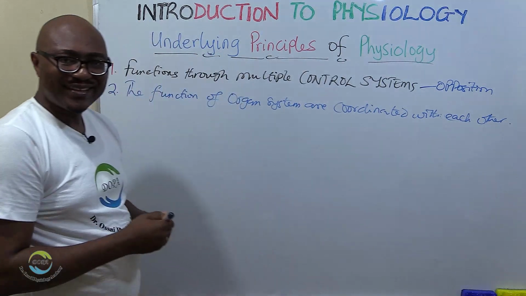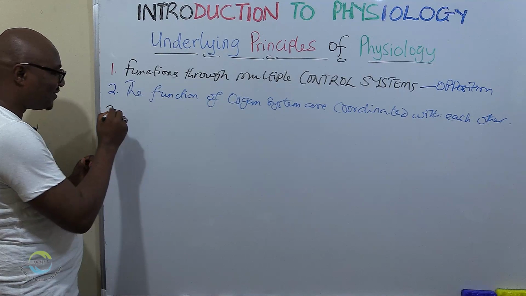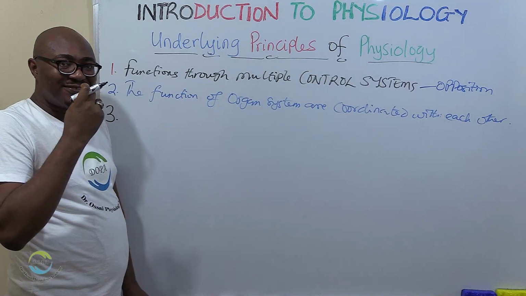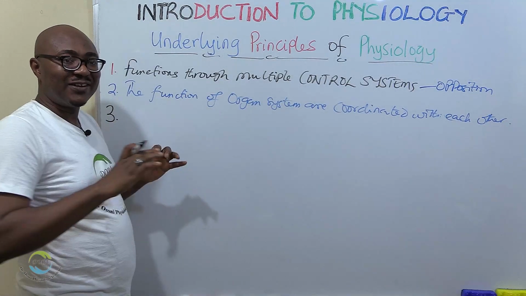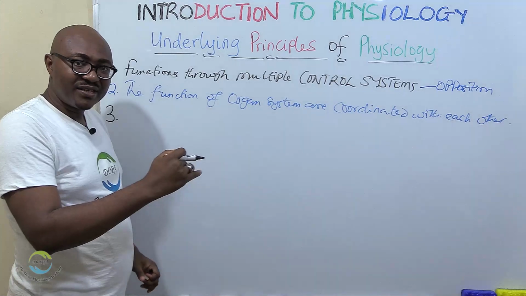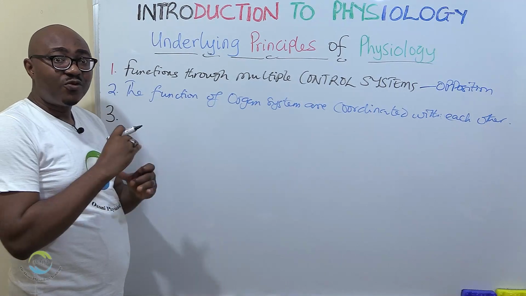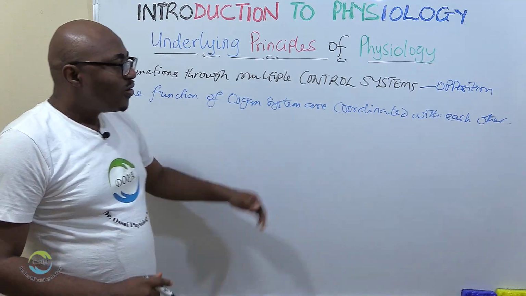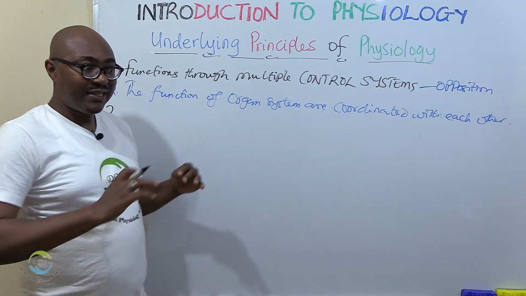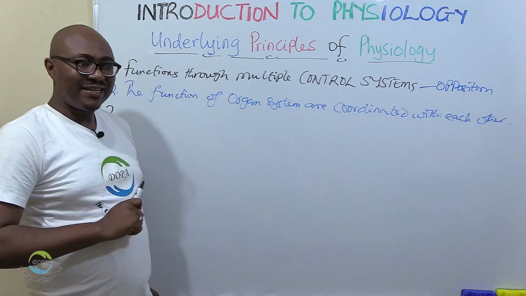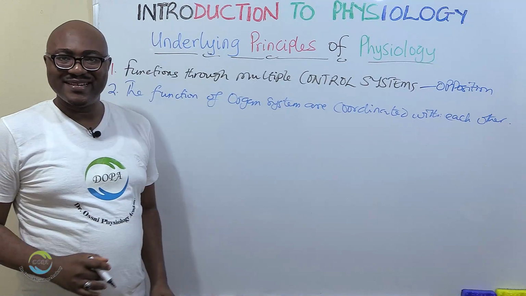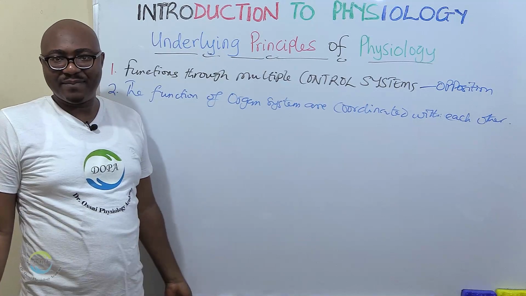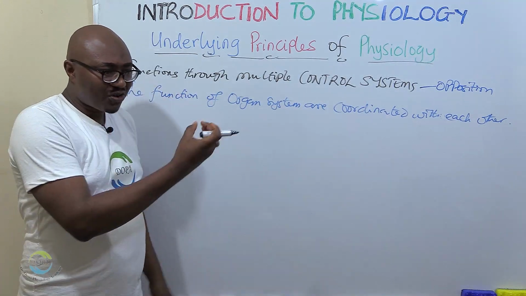Then number 3, another important principle is this, that communication between cells, tissues, and organs is necessary for the integration of physiological processes. Now, it's related to this second one. For people to work together in a coordinated fashion, what do you think they need to do? There must be communication between them. Without everybody just staying mum, keep quiet, nothing can happen. You need to talk to each other.